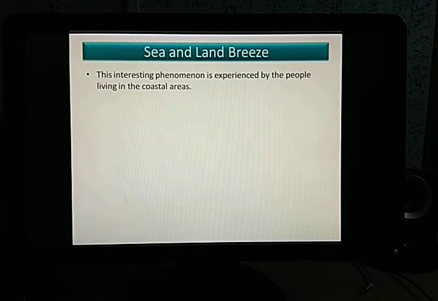This interesting phenomenon is experienced by the people living in the coastal areas. Now what do we mean by coastal areas? Coastal areas are those areas which are near the sea or the seashore. For example, the southern part of India is surrounded by the seas and oceans, so those are coastal areas. Clear? This phenomenon occurs only in those areas.